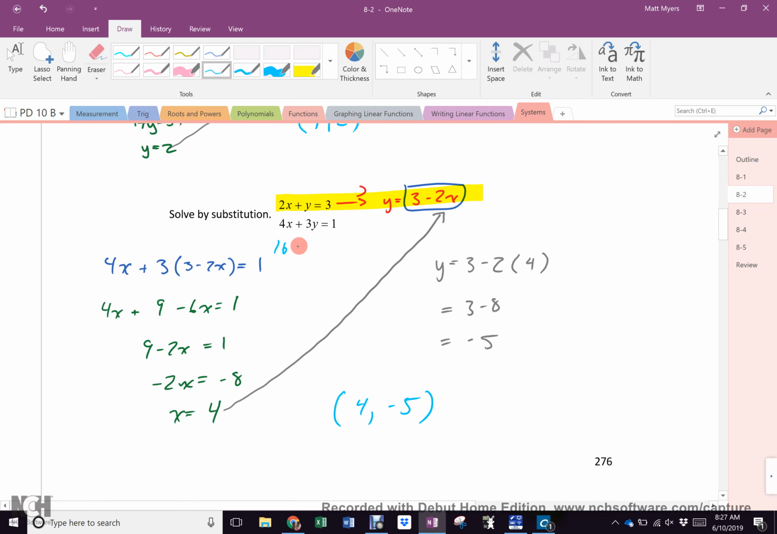16 minus 15 equals 1. Does it? Yes. So did we do it right? Have you sought and found your validation? Yes, you have. Now, as always, this has been fairly easy to do, yes?